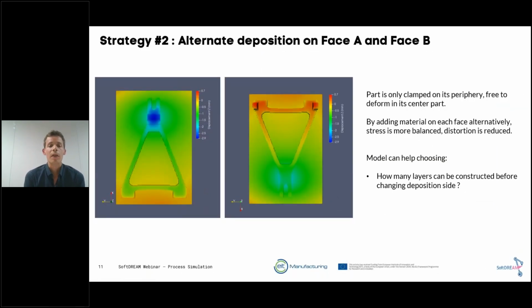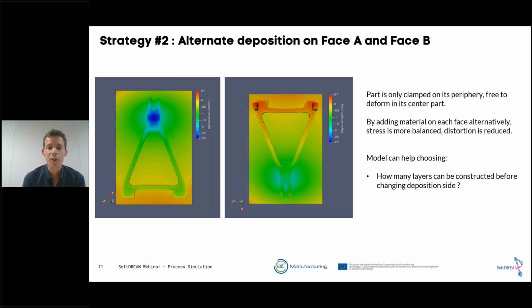Another strategy is to alternate deposition on phase A and phase B. In that case, the part is only clamped on its periphery. It's free to deform in its center part. By adding material alternatively on both sides, the stress is much more balanced and distortion is reduced. Using that approach, we see that distortion is clearly reduced, and it seems compatible with the whole manufacturing of the part.